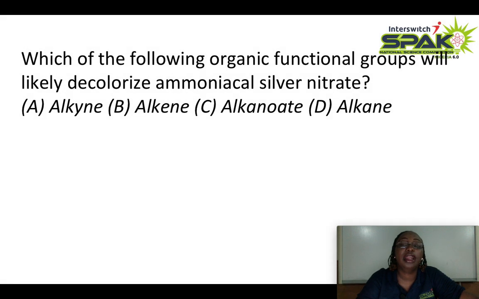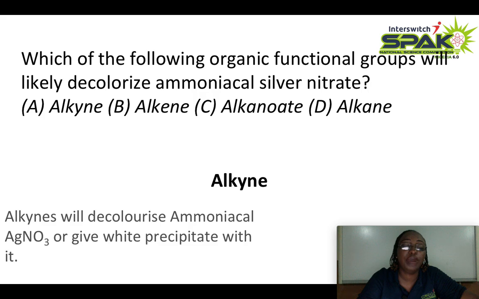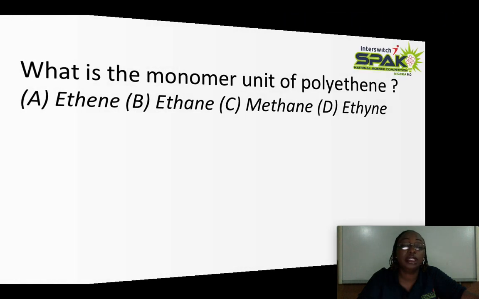Which of the following organic functional groups will likely decolorize ammoniacal silver nitrate? Yes, we'll be looking at the difference between alkenes and alkynes, because to differentiate them, you need ammoniacal silver nitrate. So the right answer, the one that we know will decolorize ammoniacal silver nitrate, is an alkyne. Alkynes decolorize ammoniacal silver nitrate. And even if you don't want to use the word decolorize, you can say it gives a white precipitate with it.